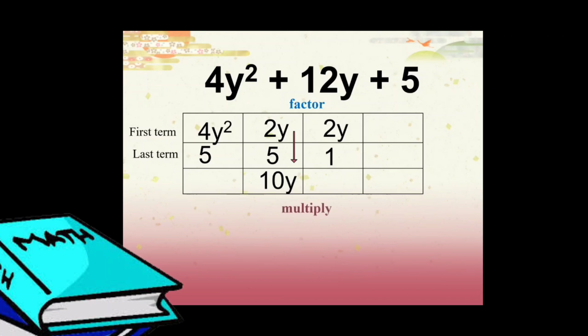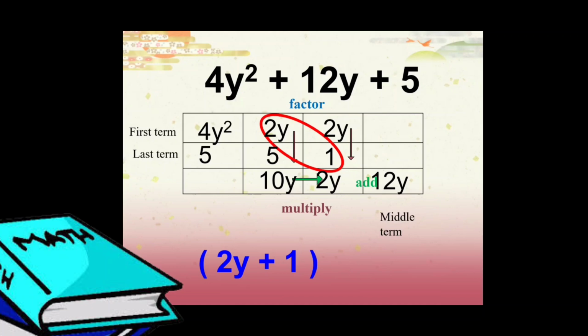So if we multiply the first two factors, 2y times 5 is equal to 10y, and then 2y times 1 is equal to 2y. Then if we add 10y and 2y, we will get our middle term, which is 12y. Next, we need to write each factor in the pair as the last term of the binomial factors. So we have here the quantity of 2y plus 1 and the quantity of 2y plus 5.